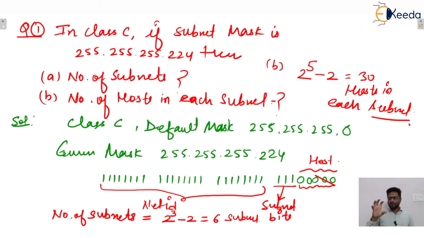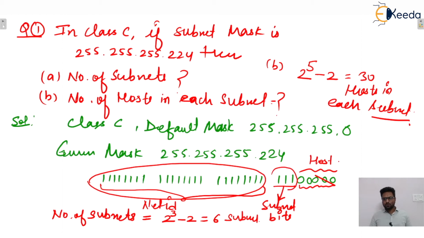So for subnet purposes, for the subnet ID, some bits are necessary, and these bits are borrowed from the host portion. Actually, this is the default mask. So some bits are borrowed from the host portion. These will be used as a subnet ID. Why is this minus 2? Everything will be clear to you in later lectures. So don't worry. So that is the concept.